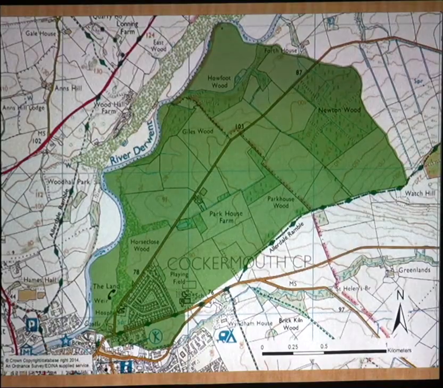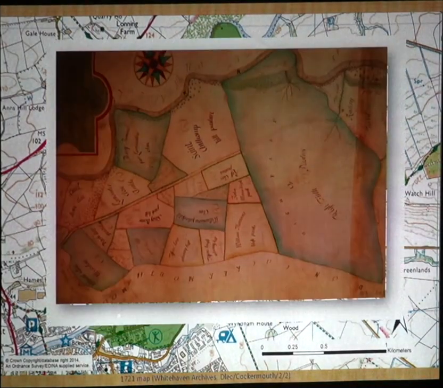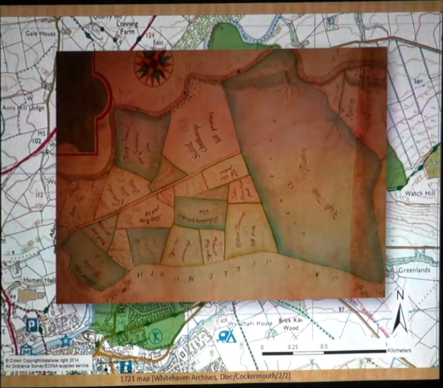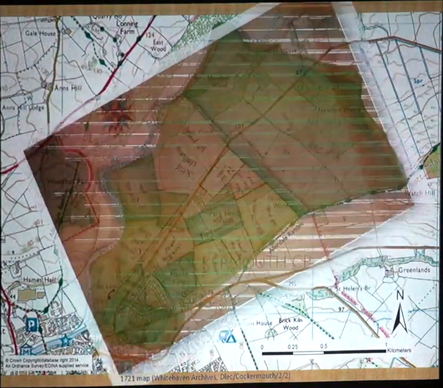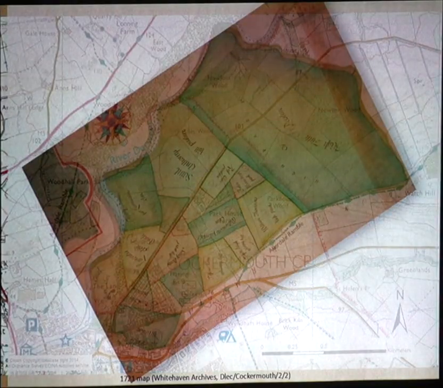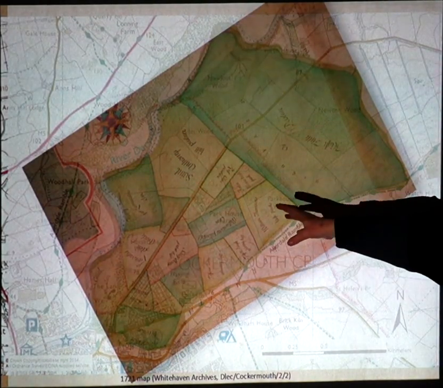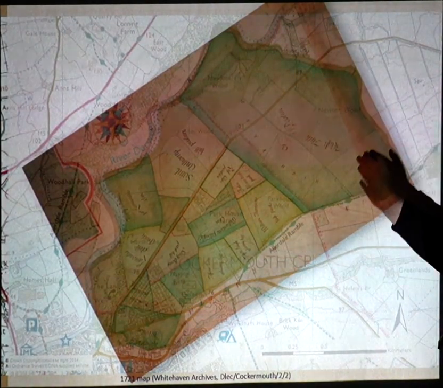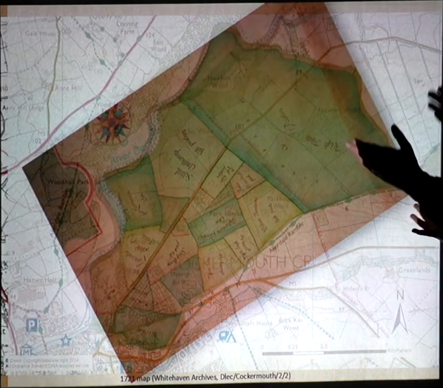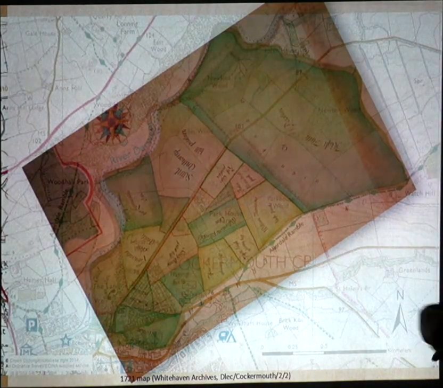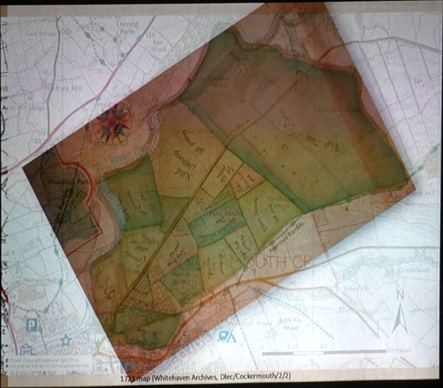Next one, please. And we have a nice 18th century map, which, and again, please, and it should turn. That's it, and I'll show you how that fits over. So it fits quite well. Now, what's strange about this is that it's divided into fields. So we've got one area that looks like a deer hay at the eastern end, but the rest of it's divided into fields. These fields actually go back to the medieval period, which seems a bit strange.